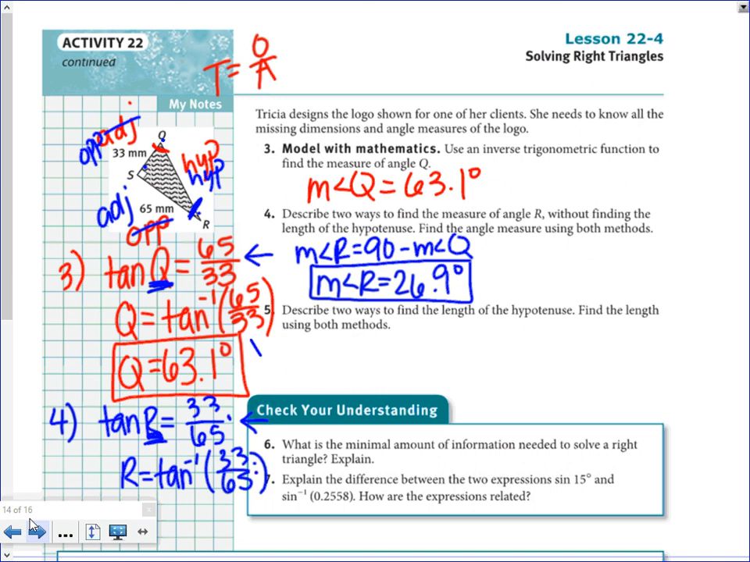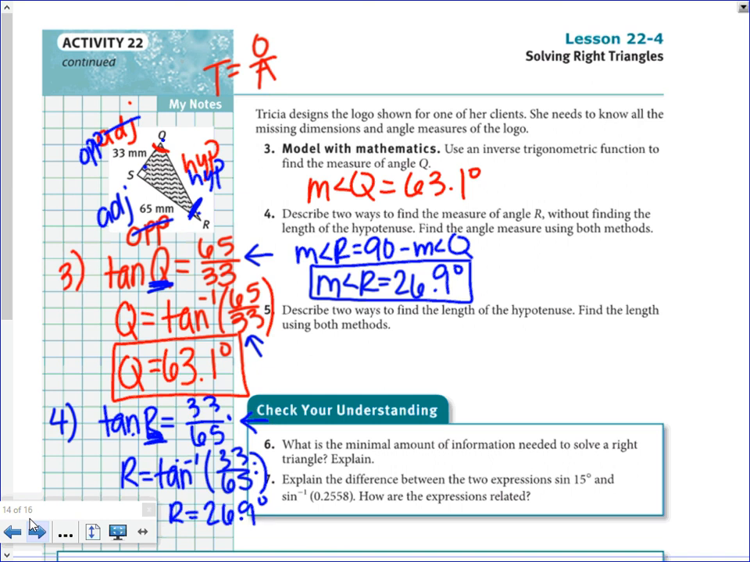It is different than this one, but it doesn't change when you're dealing with going from tangent to tangent inverse. So when you use your calculator, tangent inverse of 33 over 65 gives you 26.92 if you rounded, which is basically what we found. So no matter what, you should still get 26.9. So up to you how you do it. Either way, you should get the same answer.